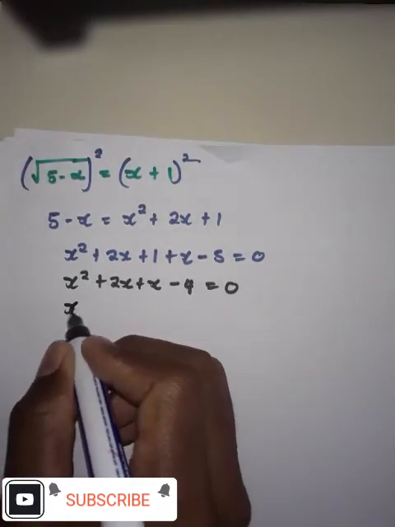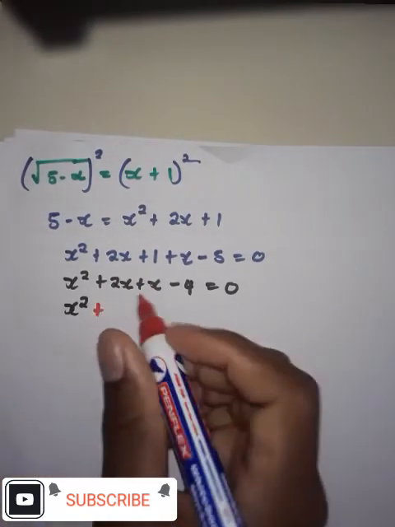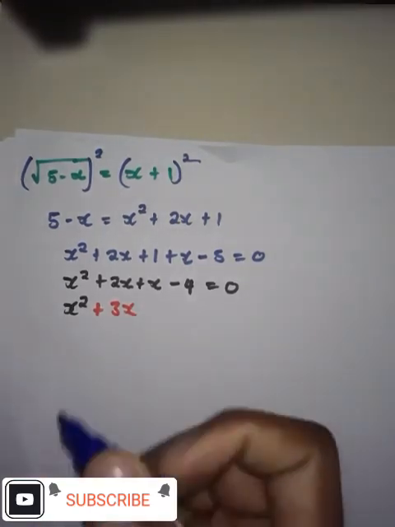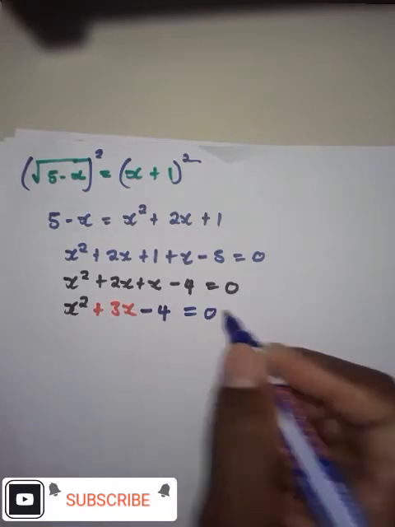So now we're going to have x squared, and then when you add these two, you're going to get plus 3x, and then this is already added, you're going to have minus 4 is equal to 0.